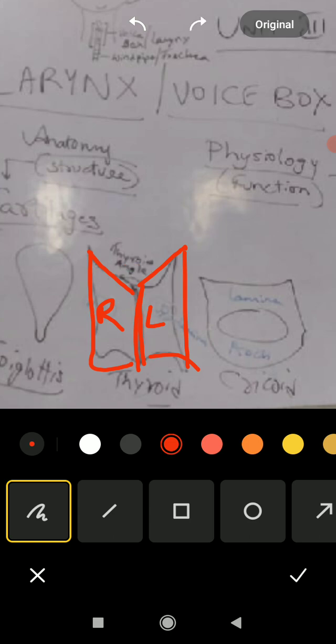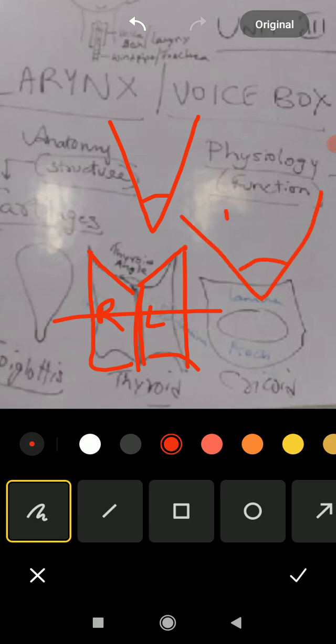So if I take a cut section of this thyroid cartilage, in male the thyroid angle is 90 degrees, whereas in female the thyroid angle is almost 120 degrees. This difference in the thyroid angle accounts for the change in voice, where males sound with more intensity and loudness, whereas females have high pitch and high frequency because of the thyroid angle. Okay, so this thyroid cartilage.